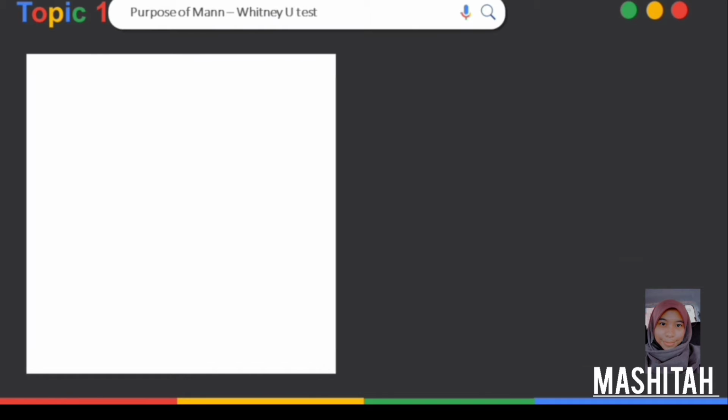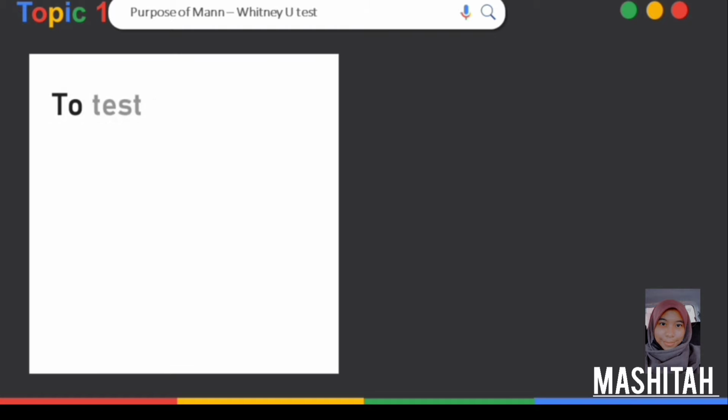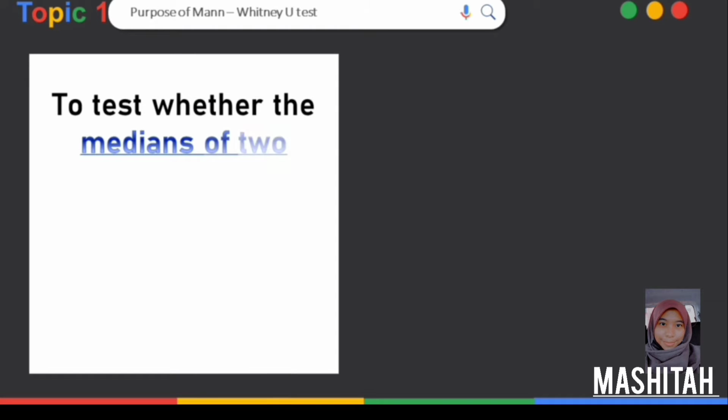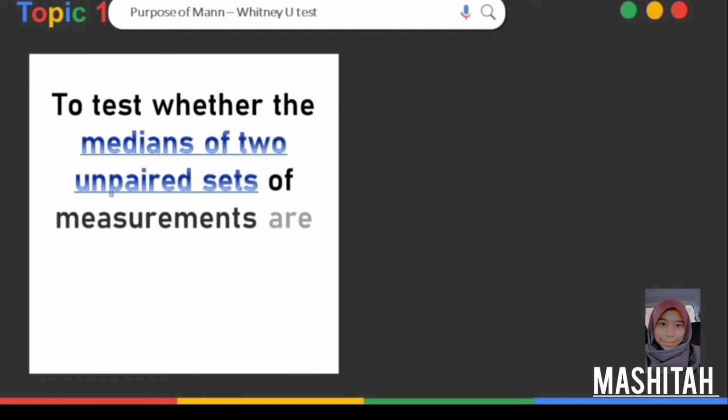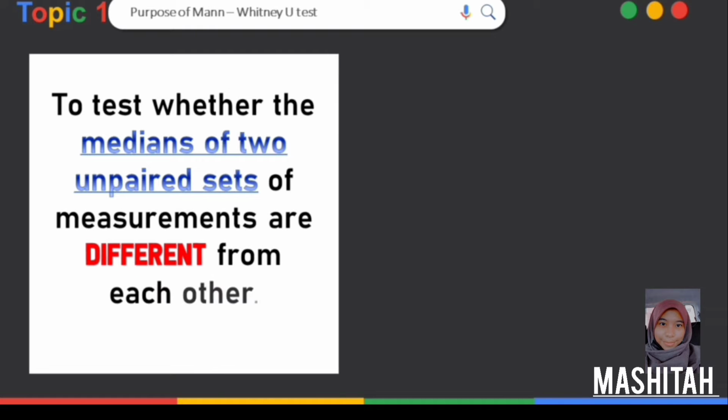What is the purpose of the Mann-Whitney U test? The purpose is to test whether the medians of two unpaired sets of measurements are different from each other.